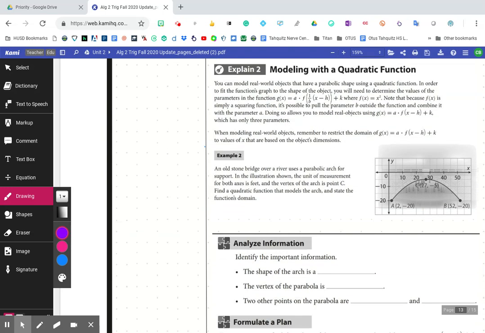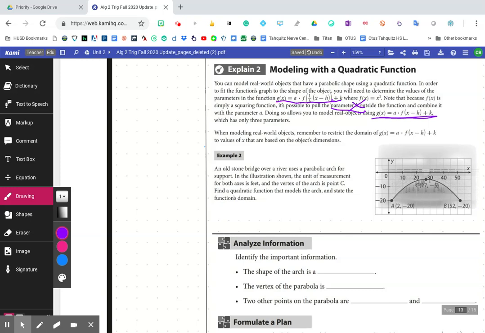So you can model real-world objects that have a parabolic shape using a quadratic function. In order to fit the function's graph to the shape of an object, you will need to determine the values of the parameters of the function. This is the function we've been working with the entire lesson, where f of x equals x squared. Note that because f of x is simply squaring a function, it's possible to pull a parameter b outside of the function and combine it with the parameter a. So basically they're saying here, we're not worrying about b, we're just going to use this function, okay?